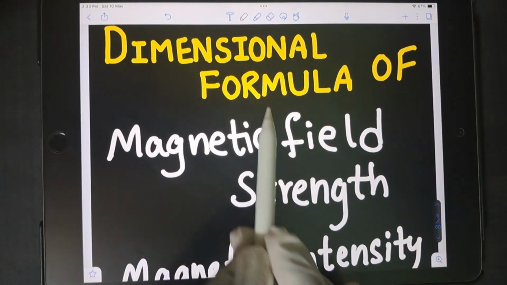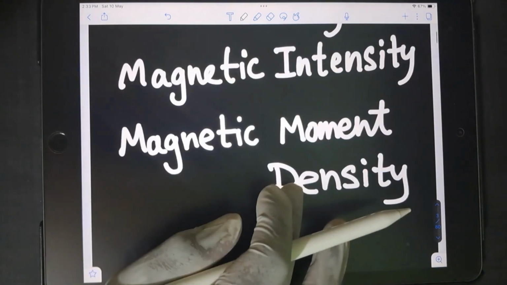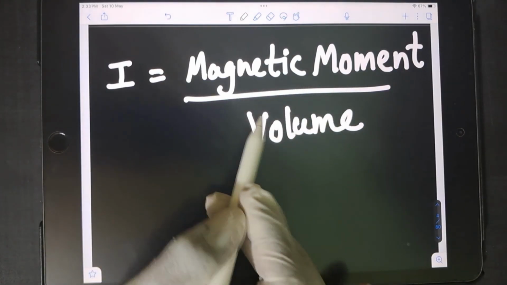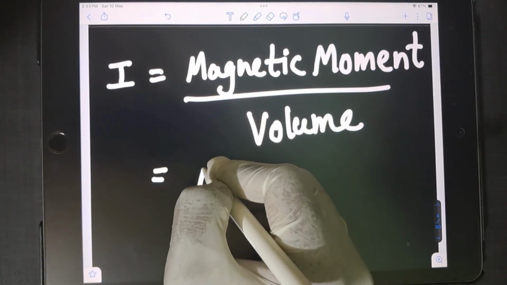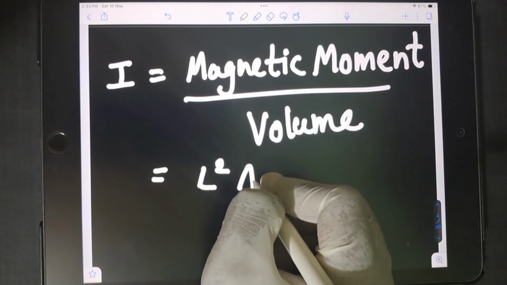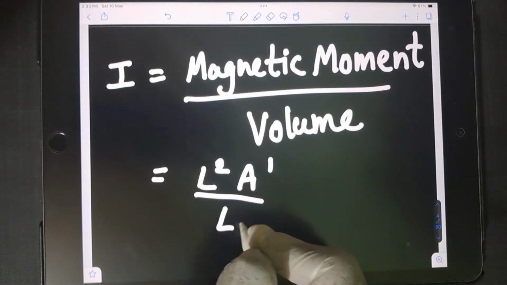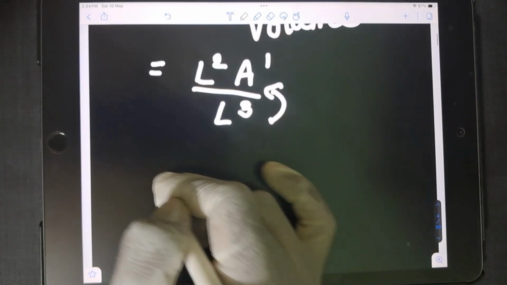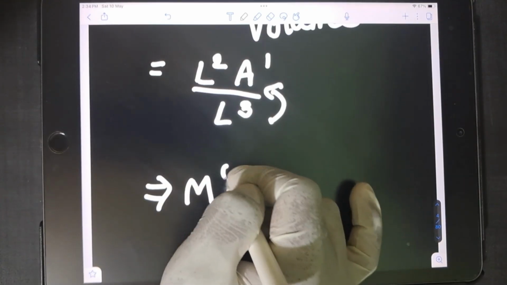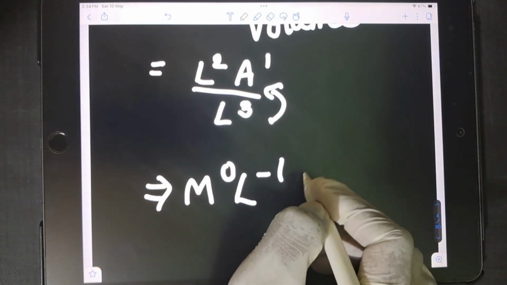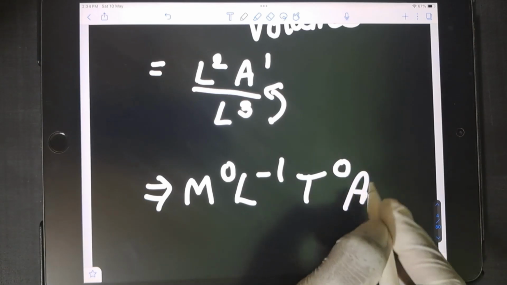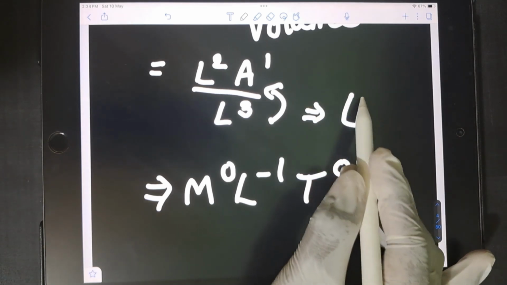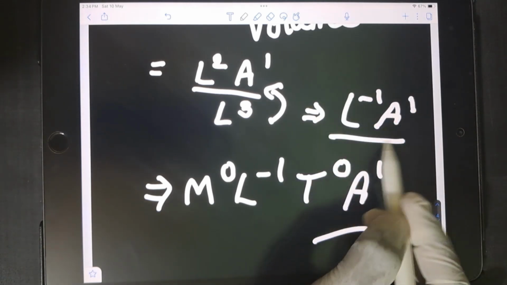To find the dimensional formula of magnetic field strength, magnetic intensity and magnetic moment density, which have the same formula. I is equal to magnetic moment by volume. Magnetic moment is L power 2 A power 1, divided by volume, which is length into breadth into height, L cube. So on cancellation of length, we get M power 0, L power minus 1, T power 0, A power 1. The dimensional formula of magnetic field strength is L power minus 1, A power 1.